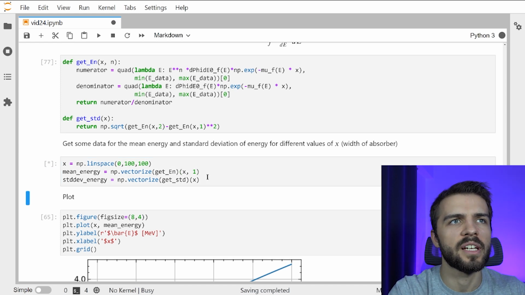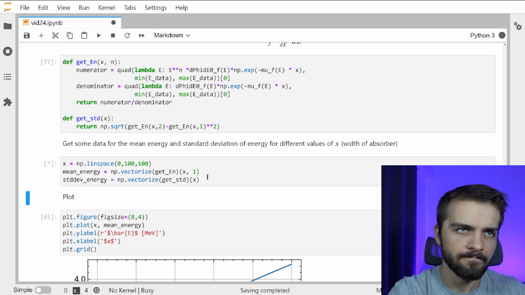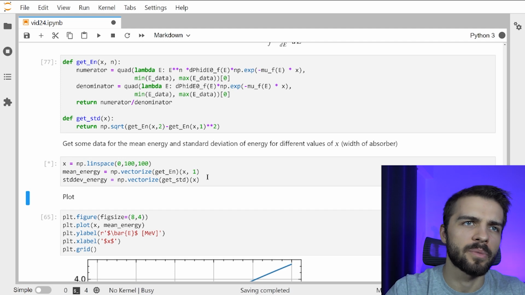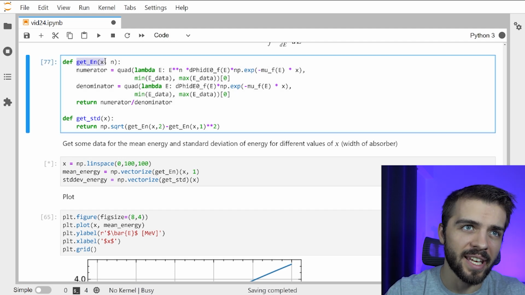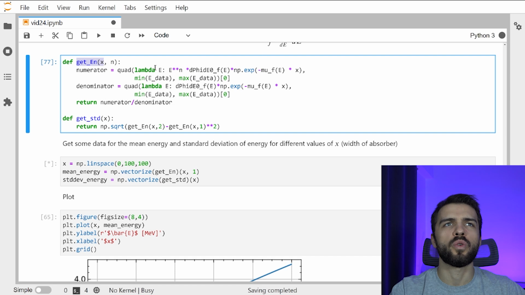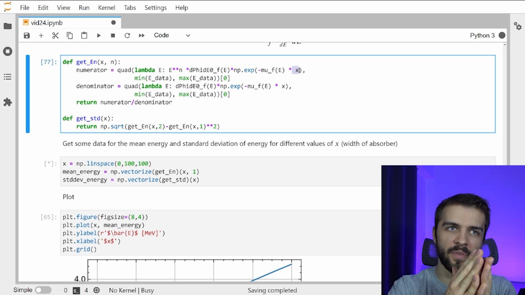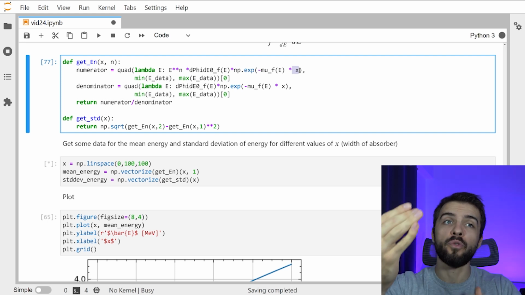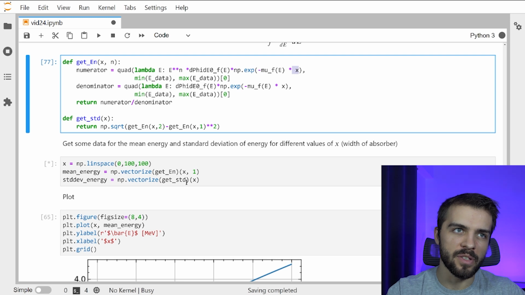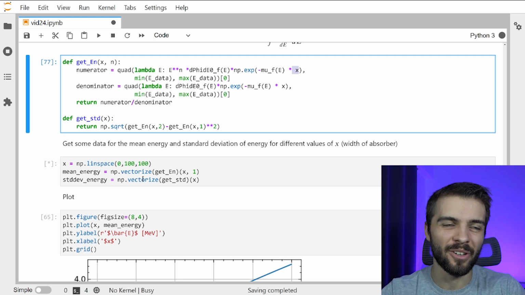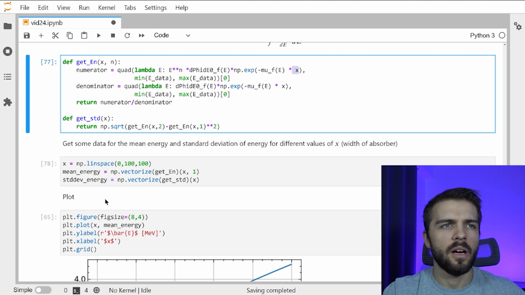So I can compute these means and the standard deviations. Takes a little bit to run. I'm vectorizing this function. I can't just plug in an array here, because quad depends on x. It's an argument here, and it can't take in an array like that. So I have to use np.vectorize to create a for loop over this function for all the different values of x for both the means and the standard deviations. All right, it's finished running.